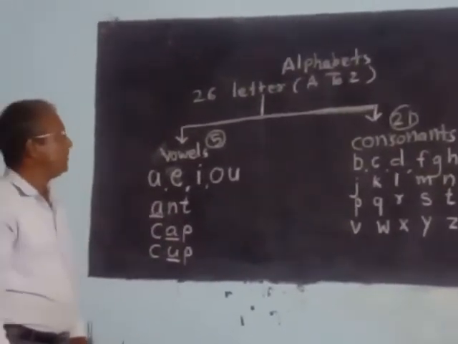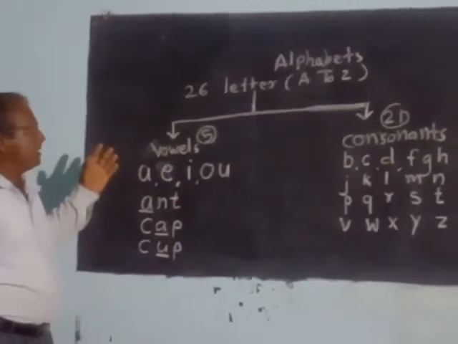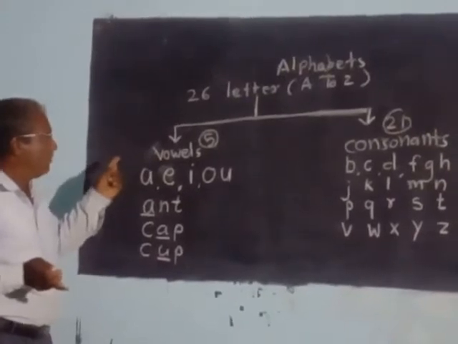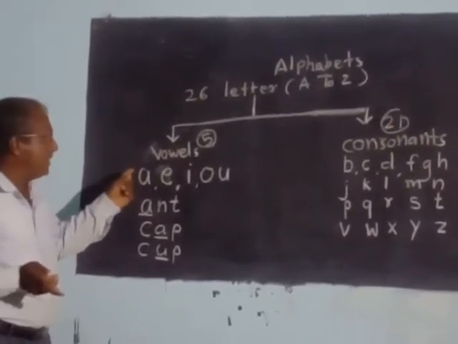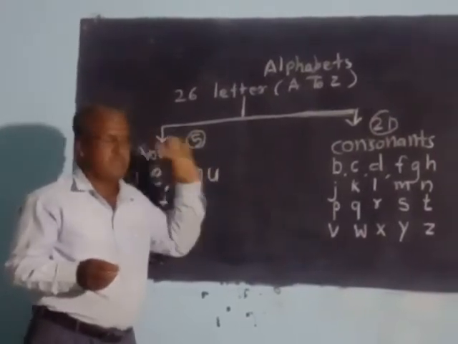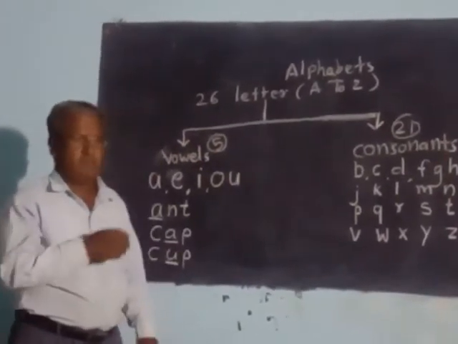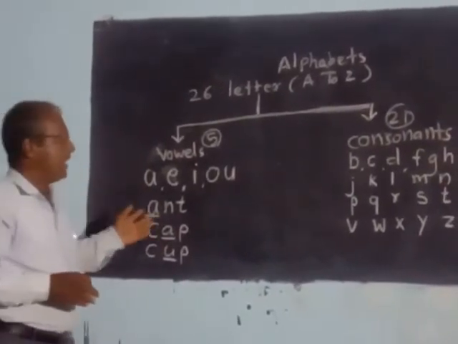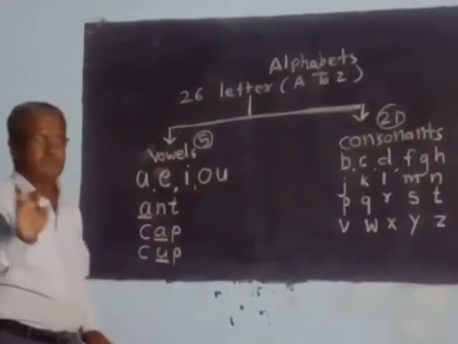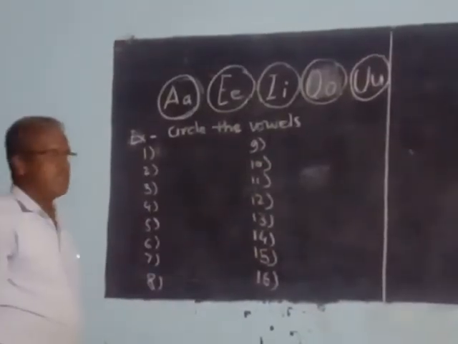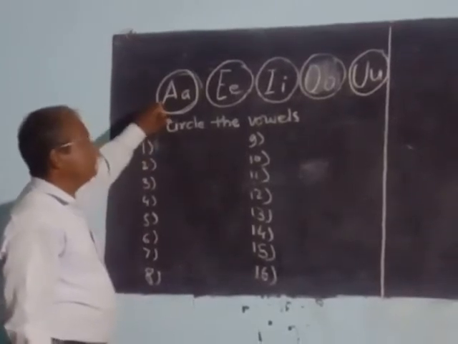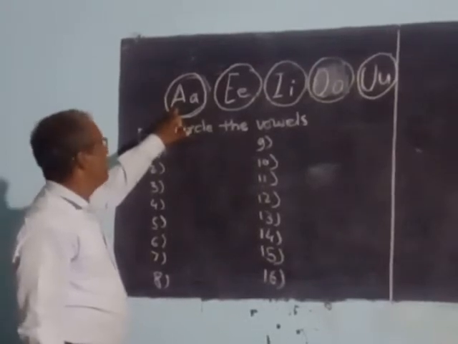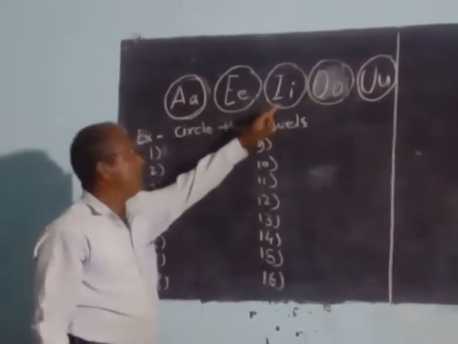This way, we knew that the 26 letters are divided in two parts. The first part is called vowels and the second part is called consonants. Now study and keep in your mind which are vowels and which are consonants. We studied vowels. These 5 letters are vowels: A, E, I, O, U.